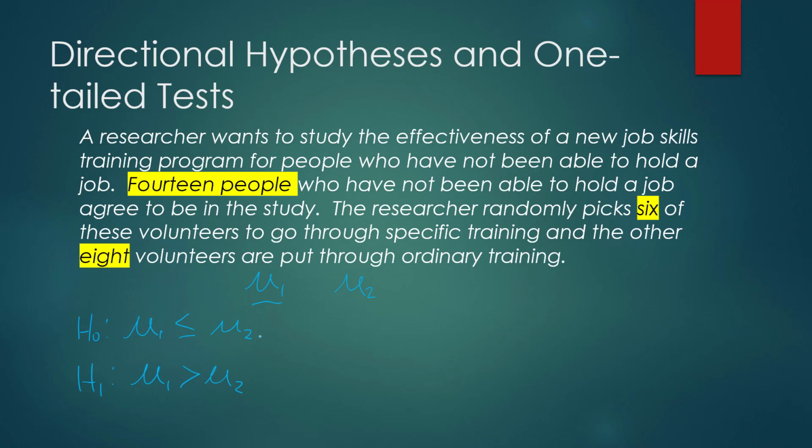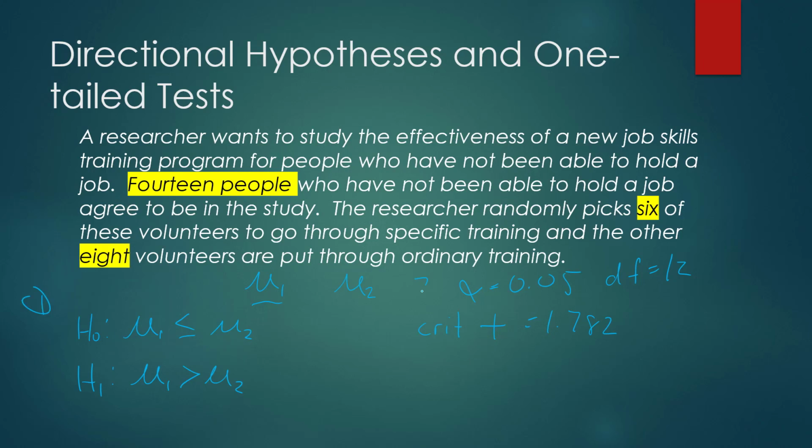We also have a different alpha level. Our alpha level is still 0.05, and we still have the same degrees of freedom, but if you go to that table and you look at degrees of freedom for 12 with 0.05 in just one tail, you're going to see that that critical t is now 1.782.